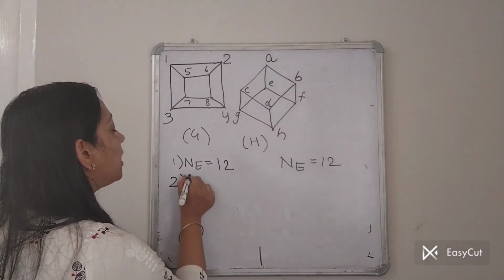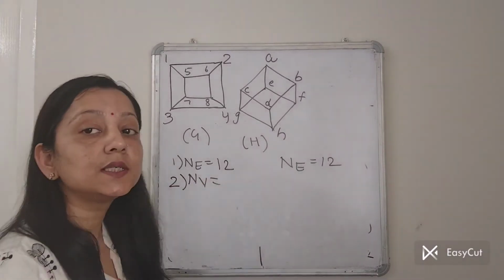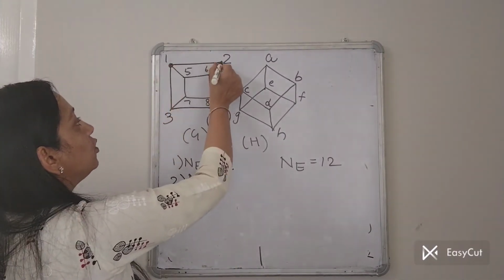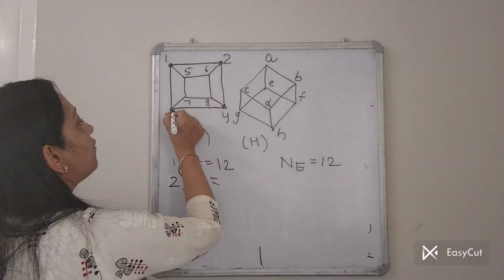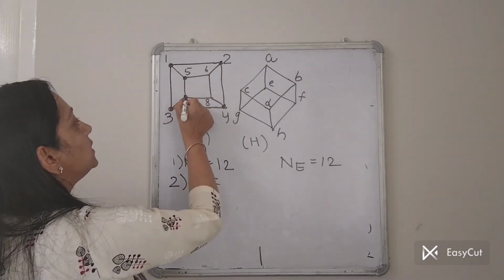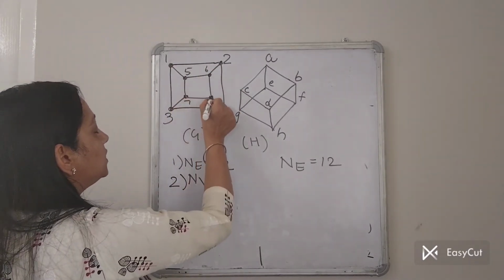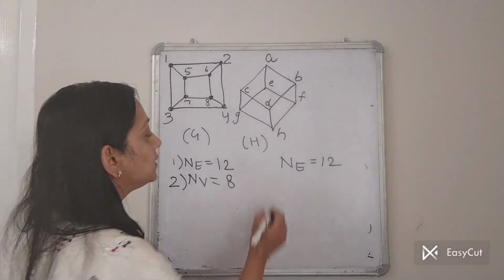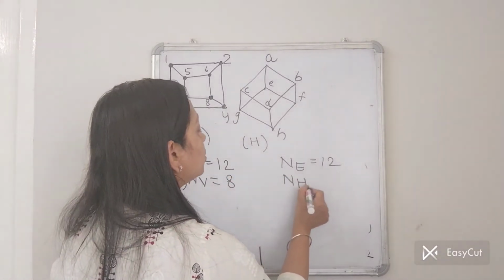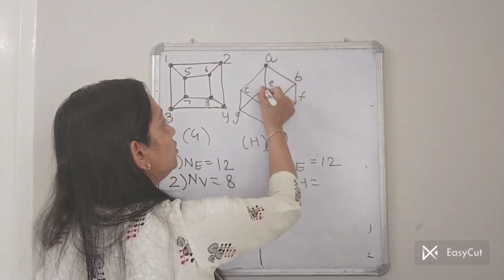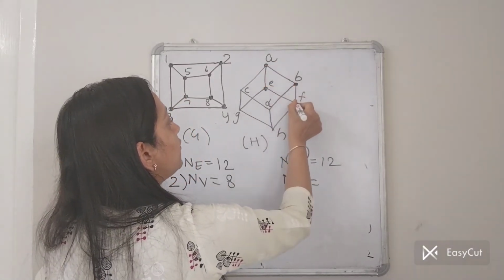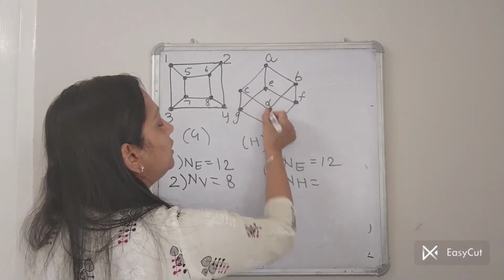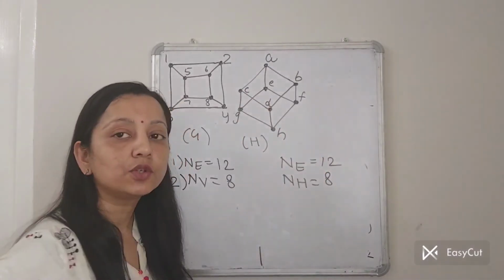Then we will see the number of vertices in graph G. So how many vertices are there in graph G? 1, 2, 3, 4, 5, 6, 7 and 8. Total we have 8 vertices in graph G. How many vertices are there in graph H? Total we have 1, 2, 3, 4, 5, 6, 7 and 8 vertices in graph H also.